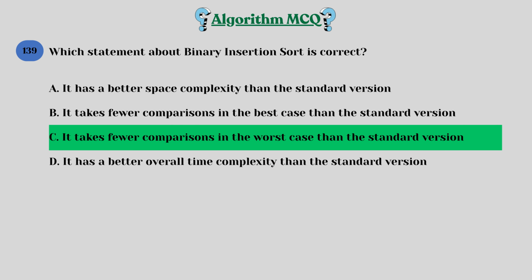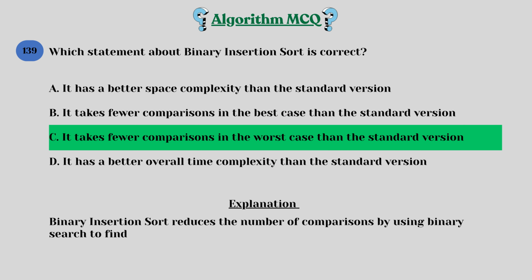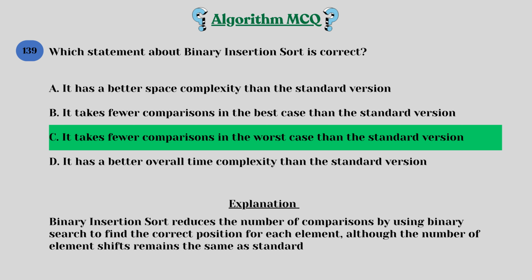Correct answer, it takes fewer comparisons in the worst case than the standard version. Explanation, binary insertion sort reduces the number of comparisons by using binary search to find the correct position for each element, although the number of element shifts remains the same as standard insertion sort.